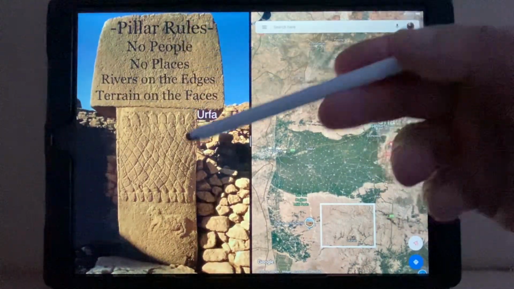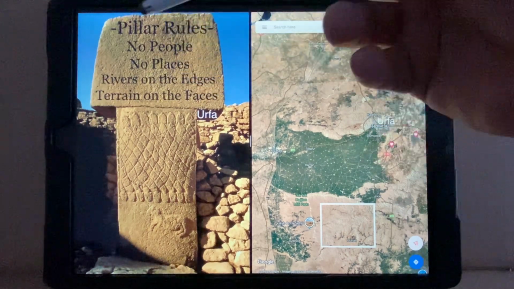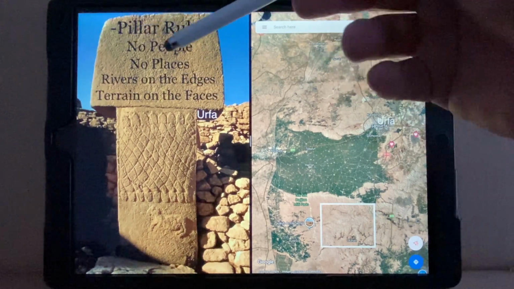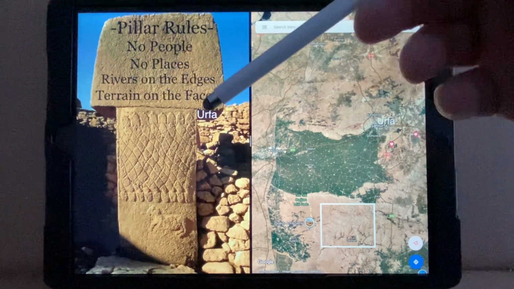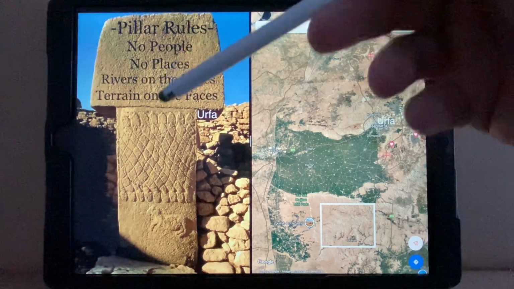And I use A1 to start off my videos, so I might as well do that. Here are the pillar rules they had. No people, no places, rivers on the edges, folks, and terrain on the faces, right? And today we're looking at terrain.